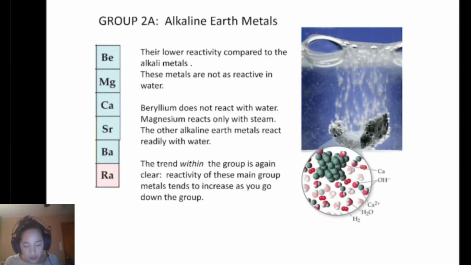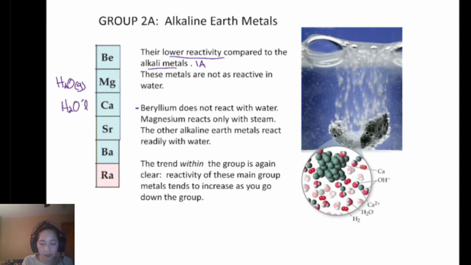So just to summarize, lower reactivities compared to the alkali metals, the 1A group. They're not as reactive with water. Usually you have to add some type of energy into the system to get them to react. So here I just summarized it. Beryllium doesn't react with water. Magnesium will react only with steam. So if it's H2O gas, so if there's a lot of heat available, then magnesium will react. And then all the other alkaline earth metals do react with water.